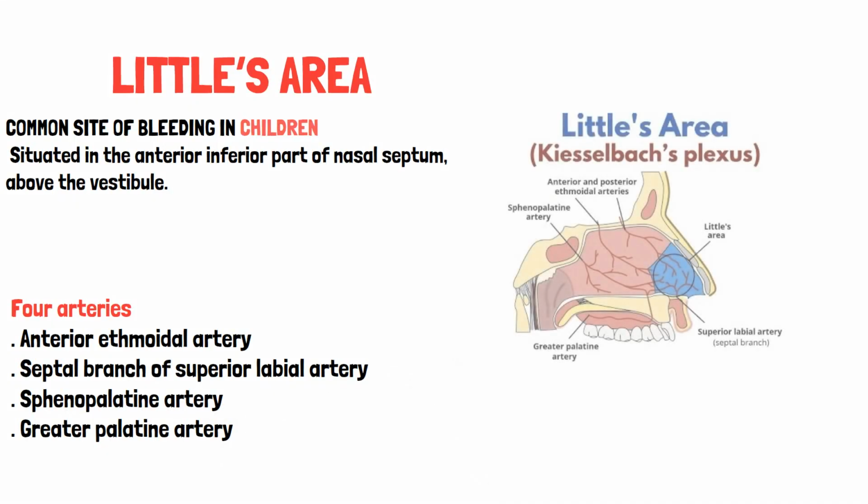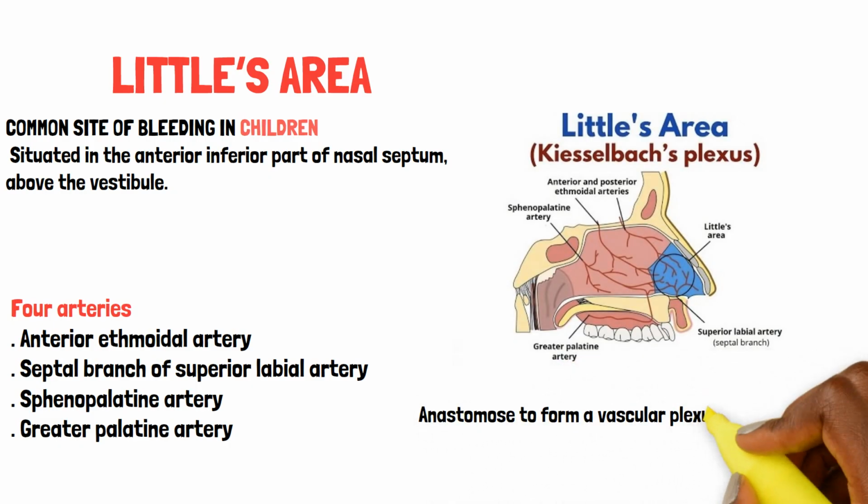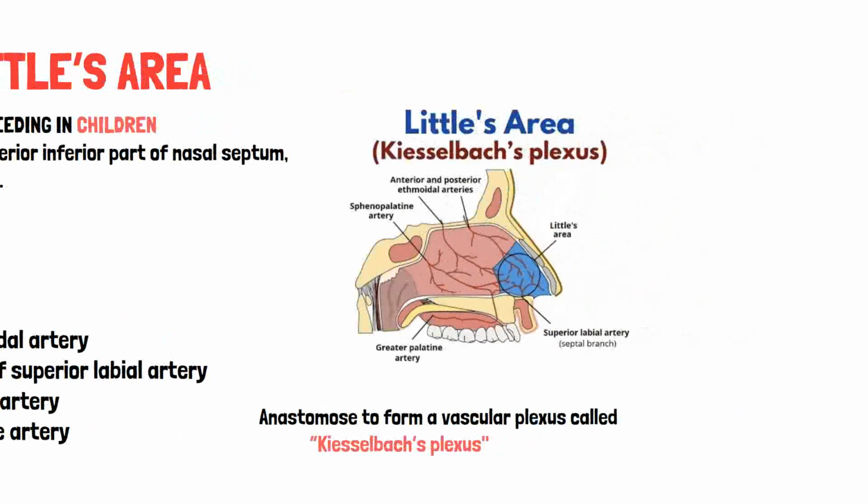This area is exposed to the drying effect of inspiratory current and fingernail trauma. So these arteries will anastomose, forming a vascular plexus called the Kiesselbach plexus.